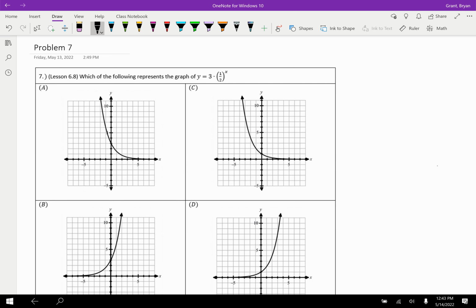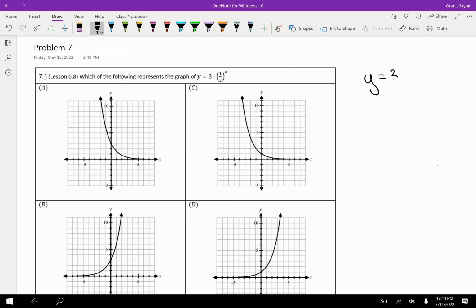Today we're looking at problem 7, which comes from lesson 6.8 if you need to catch up on that or refresh your memory. We are looking at which graph below represents the equation y equals 3 times 1/2 to the x power. And I'll try to give you two different ways that you can come up with the answer. Let's go the more traditional route first.